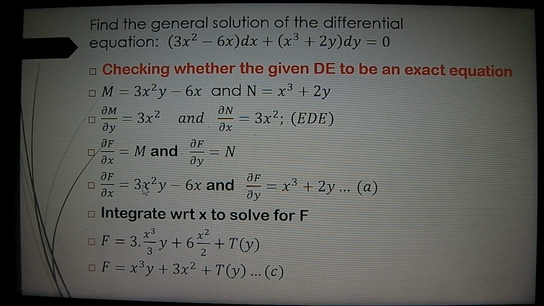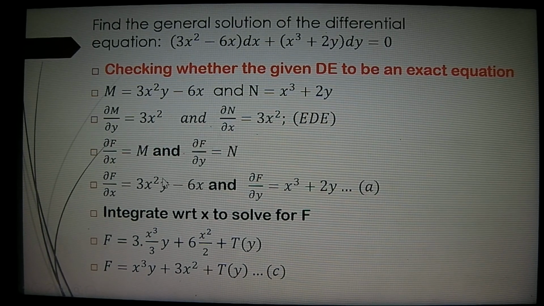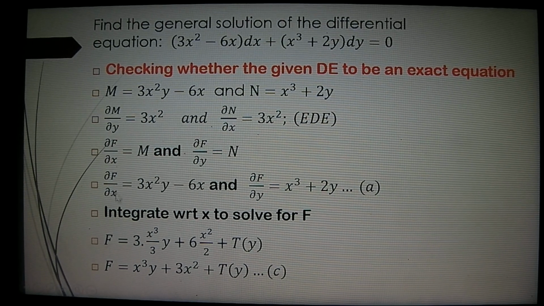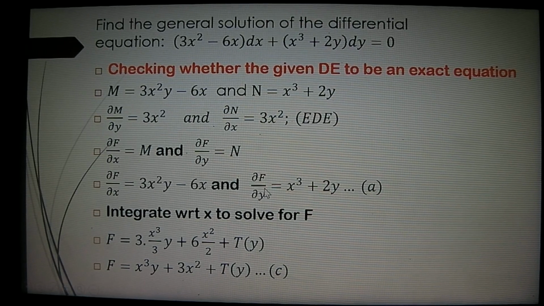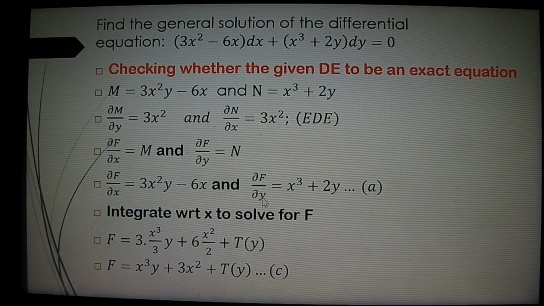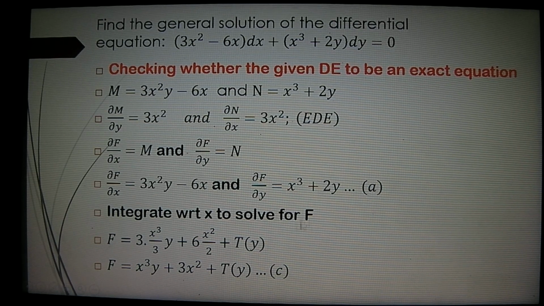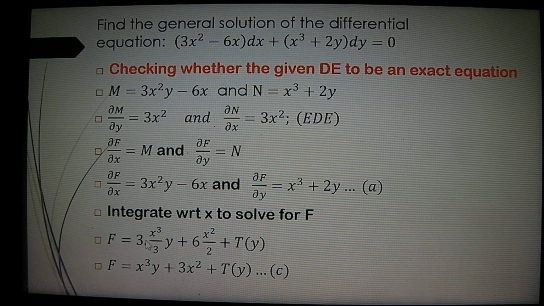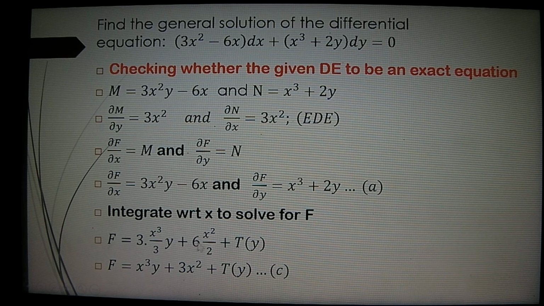So our differential of f with respect to x is 3x squared y, our M. And the differential of the function f with respect to y is x cubed + 2y, that will be our N, serving to be our equation A. So integrate with respect to x to solve for f. So it becomes 3x cubed over 3, y is constant, then 6x squared over 2, plus we shall be adding now the t function of y.